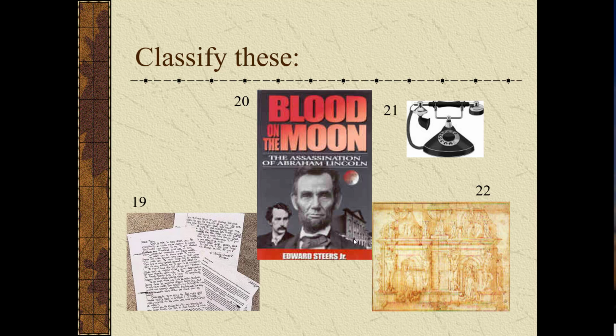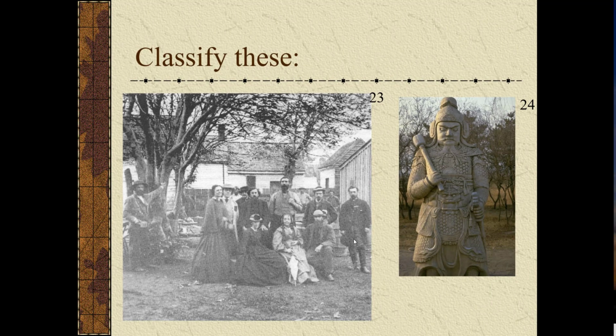is a book. We're going to call that a written history. I don't think it's a true biography. Number 21 is an object or an artifact. Number 22 is a drawing. It would be like an architect's drawing. Number 23, which is the one on the left, is a photograph. And number 24 is a sculpture.